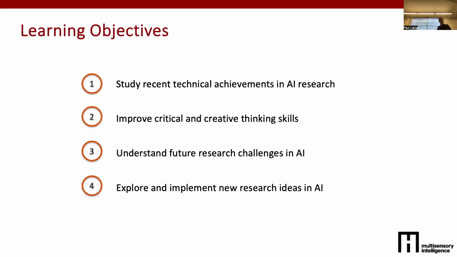There's several learning objectives that I want to highlight. It's going to be half lectures and half independent research and discussions. So the goal in the readings is to really study recent technical achievements in AI research. This will be communicated through lectures, but also individual paper readings and critiques of these papers. By reading these papers, the goal is also for you to improve your critical reading and critical thinking skills.